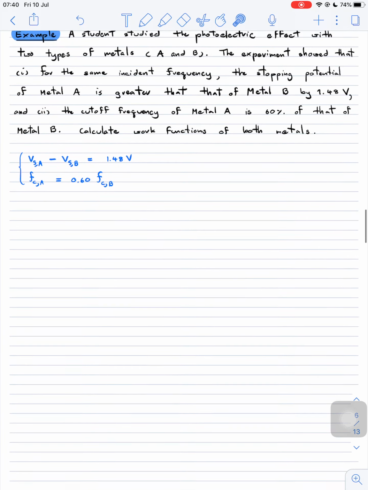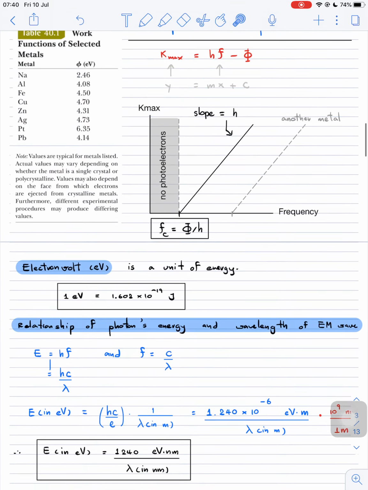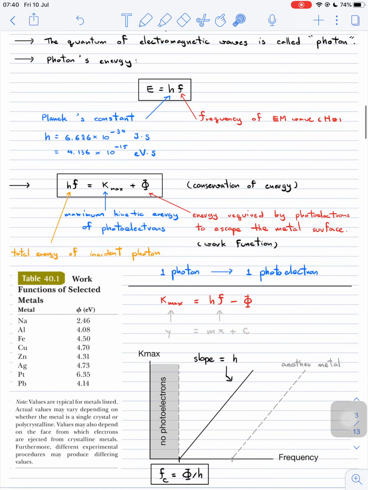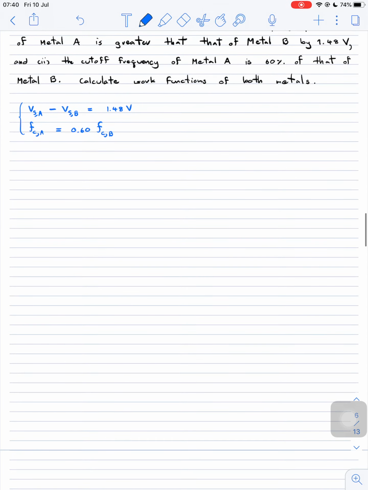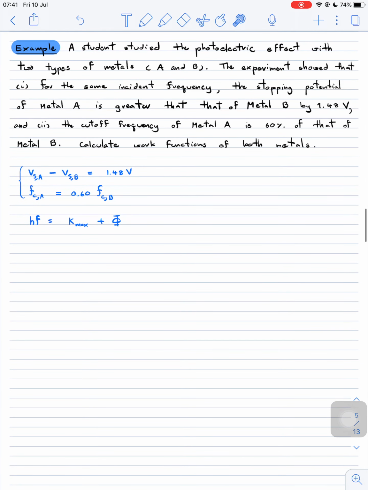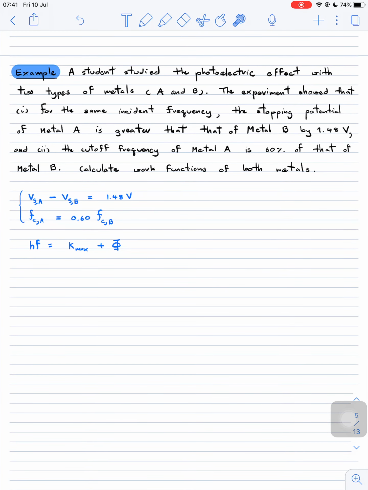Let's start from the Einstein equation. hf equals the Kmax plus the work function. So we have hf equal to the maximum kinetic energy plus the work function. So we know that we shine the light with the same frequency here.